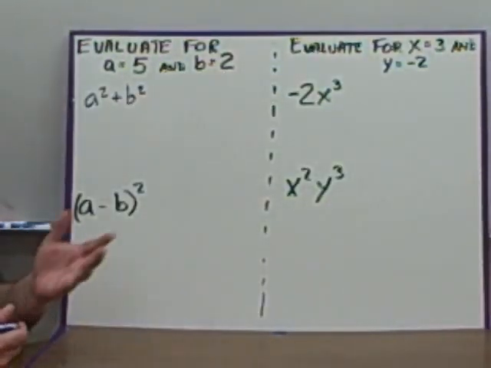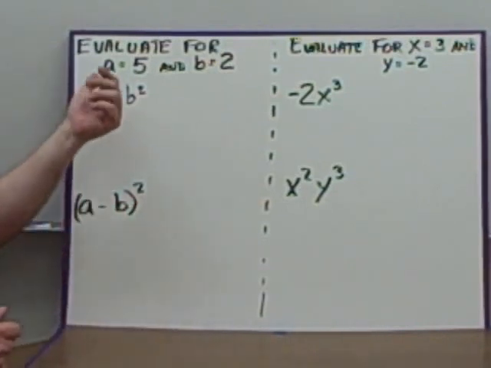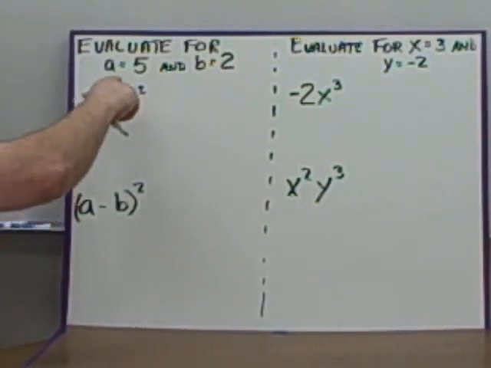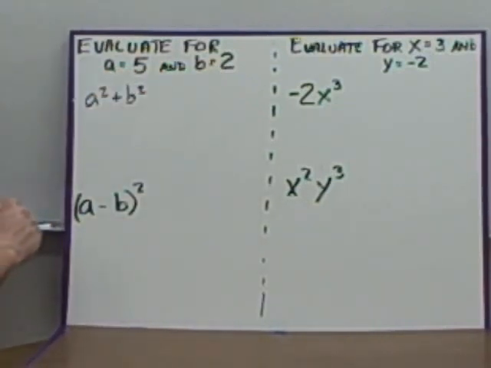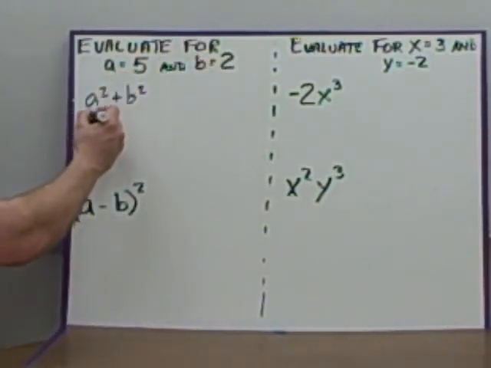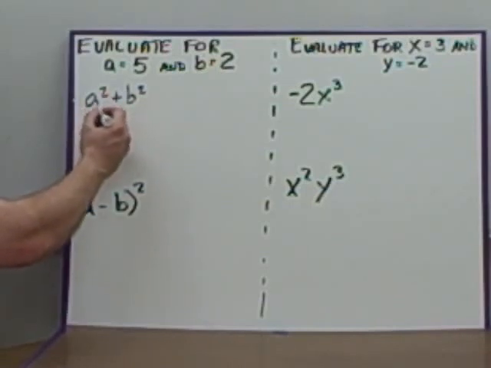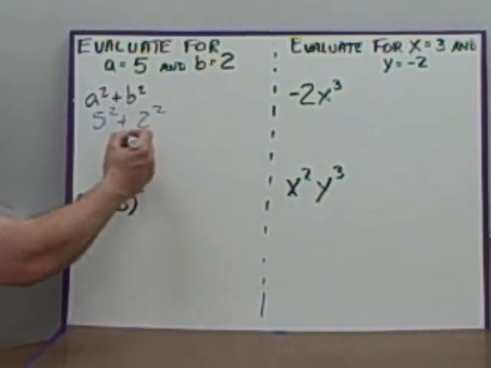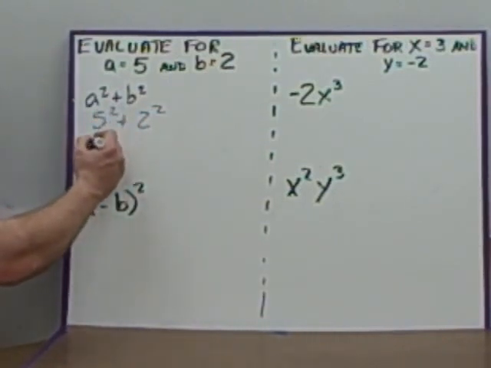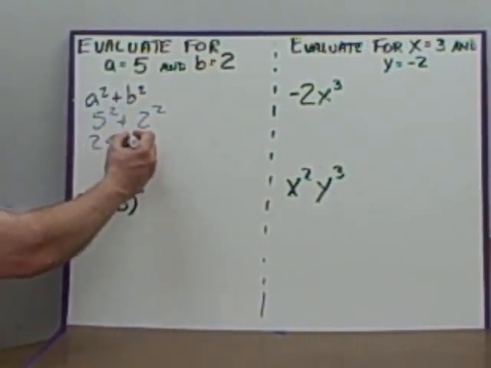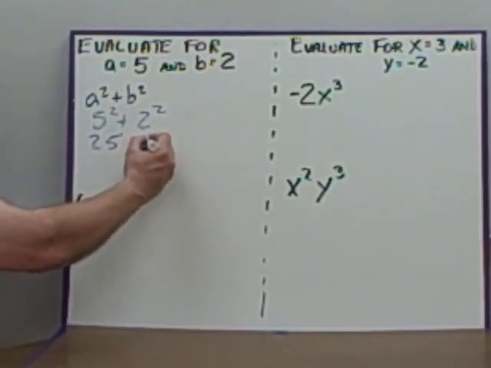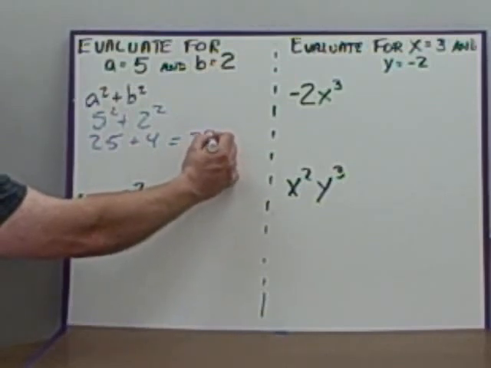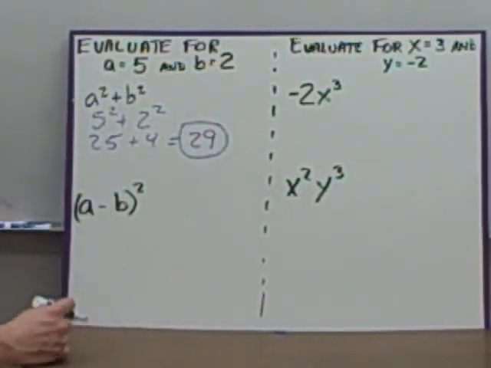Evaluating powers. Now remember, when you evaluate powers, you've got to be able to plug and chug. Evaluate these expressions for a equals 5 and b equals 2. To do that, I would first plug in the values. So this becomes 5 squared plus 2 squared. 5 squared is 5 times 5, which is 25. 2 squared is 2 times 2, which is 4. Add those together and you get 29 for your final answer.